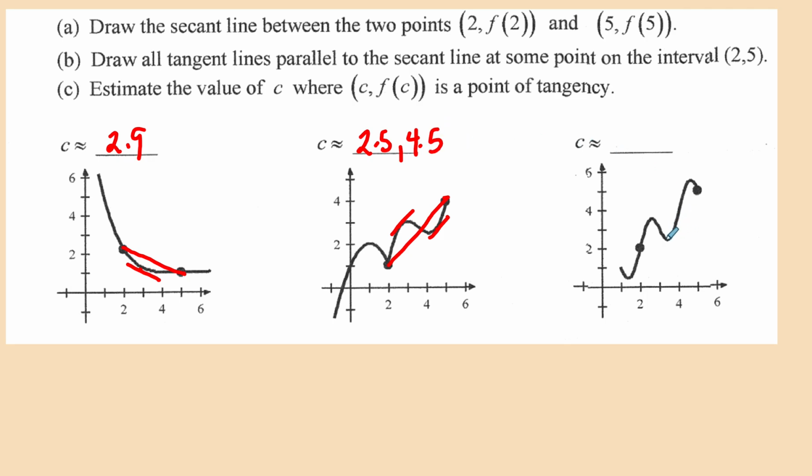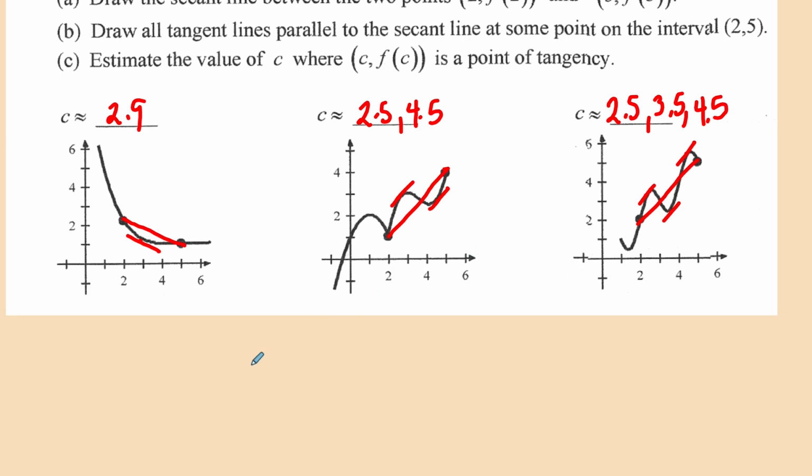I'm going to do it over here, draw the secant line, and then draw all the tangent lines that are parallel to the secant line, and it looks like that's about 2.5. The second one's around 3.5, and the last one is about 4.5, I'll say.